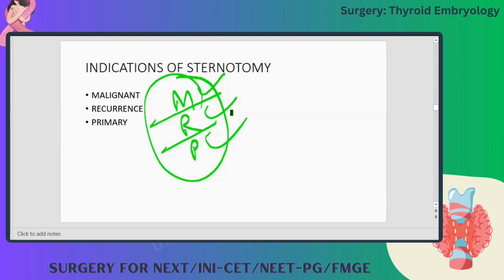Primary, only how many percent? 10%. And what is the blood supply of primary? Mediastinal vessels. Very good.